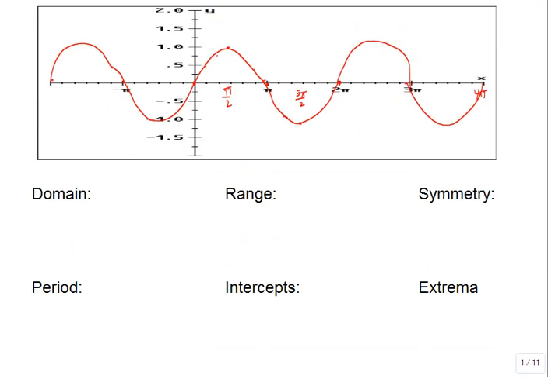Let's fill out a couple of the important characteristics of this graph. First of all, what's the domain of the sine curve? What x's do we get to use?